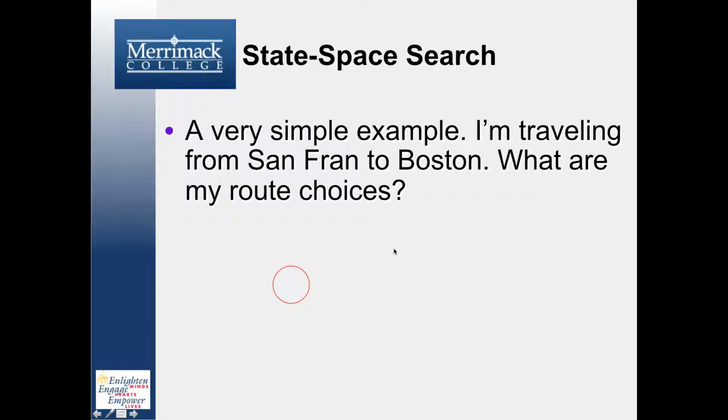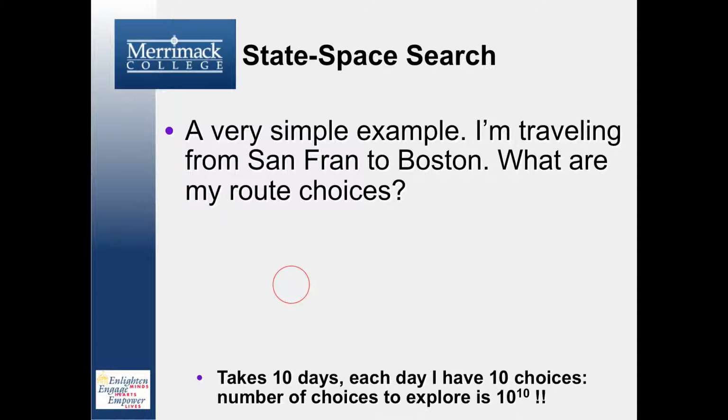So the idea here is, let me give you an example of state space search without using dynamic programming. So let's say I want to travel from San Francisco to Boston. Right? What are my choices? So let's say it takes 10 days. I'm going to take 10 days, and at the end of every day, simplistically, I have 10 choices to make, 10 different routes I can take. That means if I want to use just raw state space search and represent all of those choices on a decision tree, I would need to include 10 to the 10th choices. Not feasible, right? Not feasible at all.